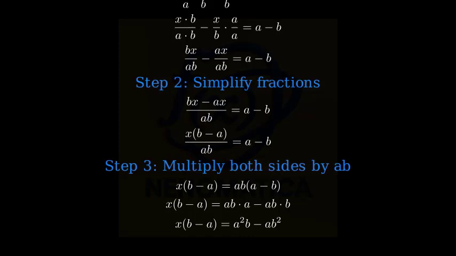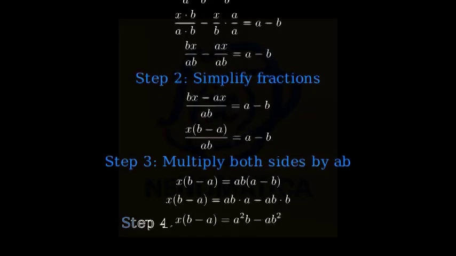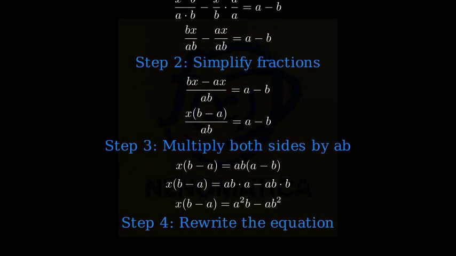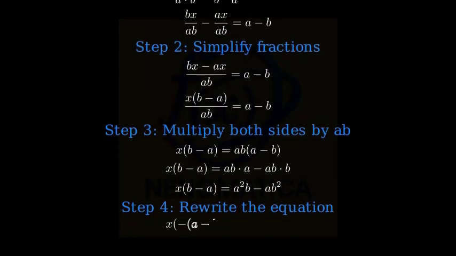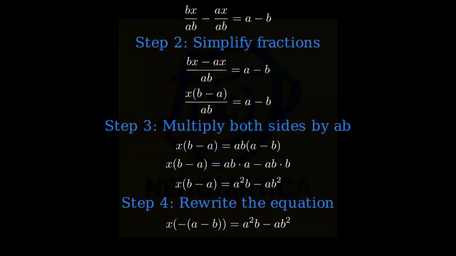ab squared. Let's reorganize our equation to make it easier to solve. Notice that we have b minus a on the left side, while we have a minus b as a factor on the right side. Let's rewrite b minus a as negative of (a minus b). So we have x times negative (a minus b) equals a squared b minus ab squared.